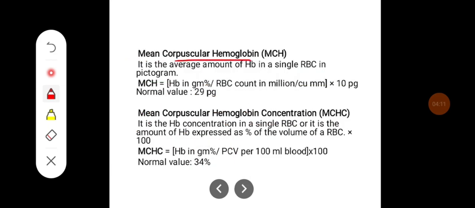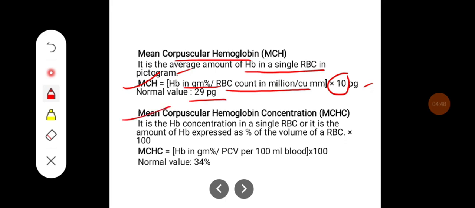Mean corpuscular hemoglobin. It's the average amount of hemoglobin in a single RBC, which is expressed as picograms. So MCH, that is mean corpuscular hemoglobin, can be given as the hemoglobin in gram percent divided by RBC count in millions per cubic millimeter of blood into 10, which gives the mean corpuscular hemoglobin in picograms. Normal value is around 29 picograms.